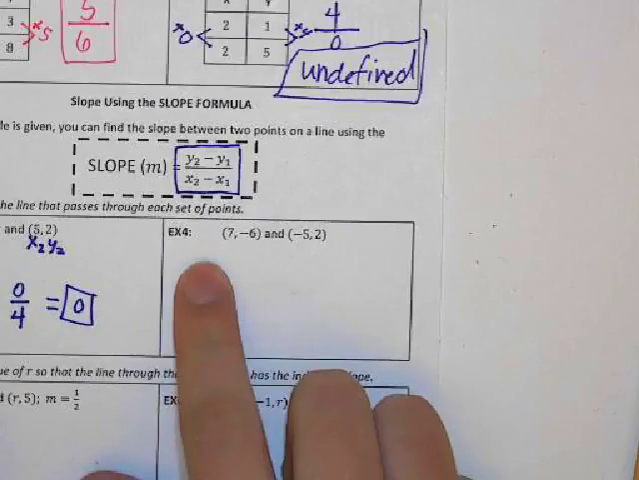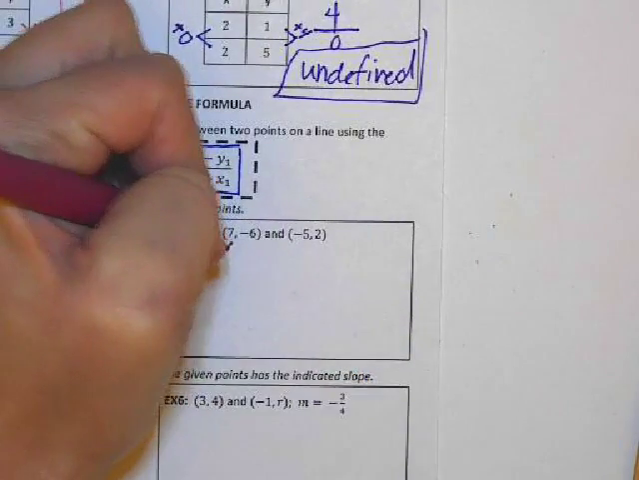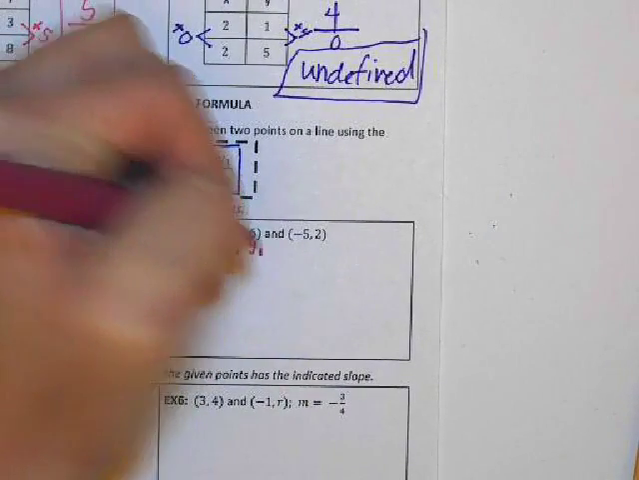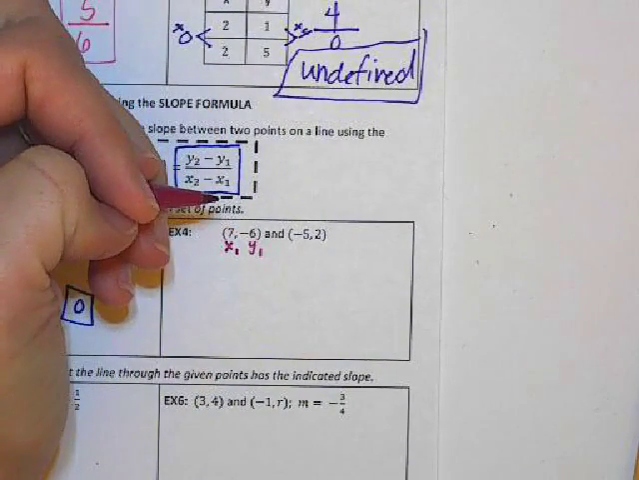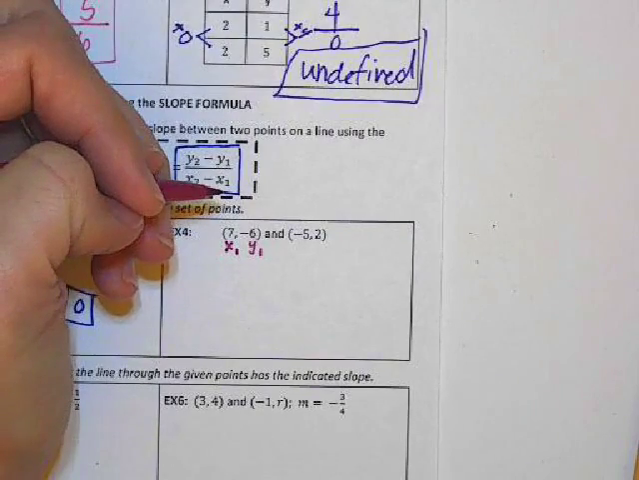Example 4. All right, label your points. This is my first x and my first y. And then label your second one.